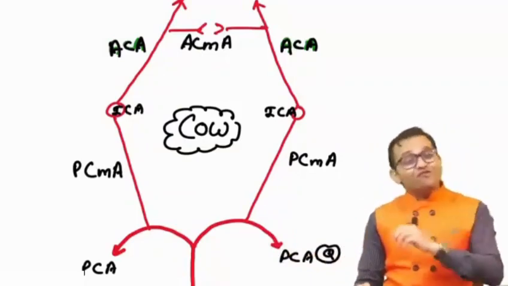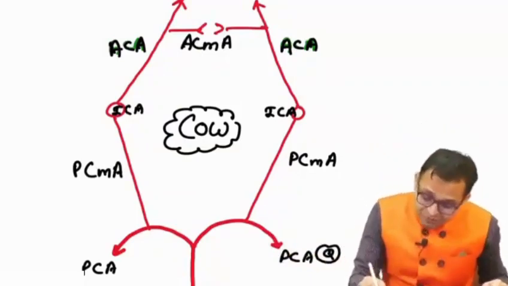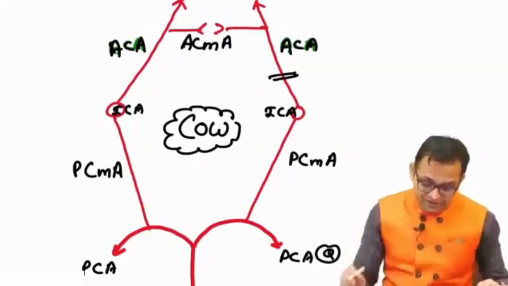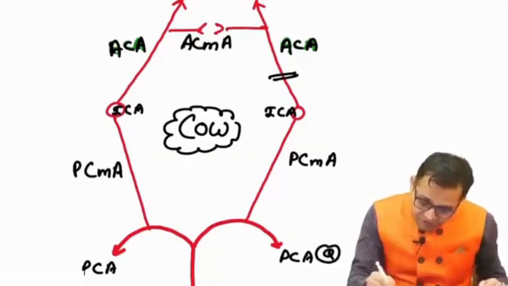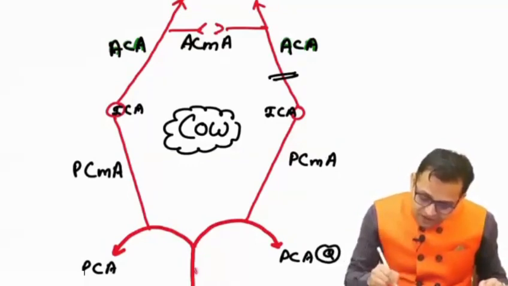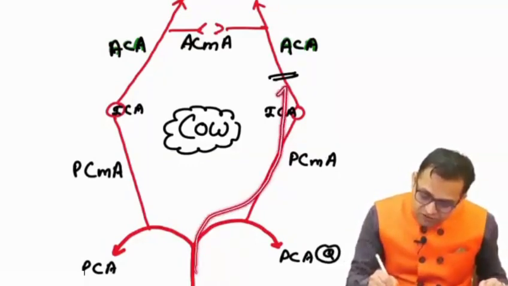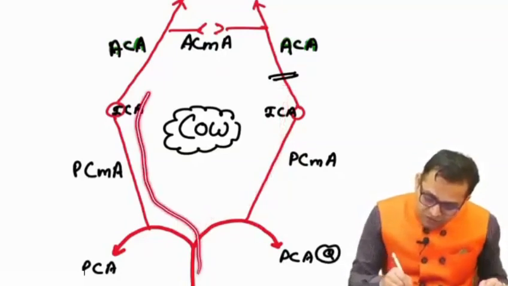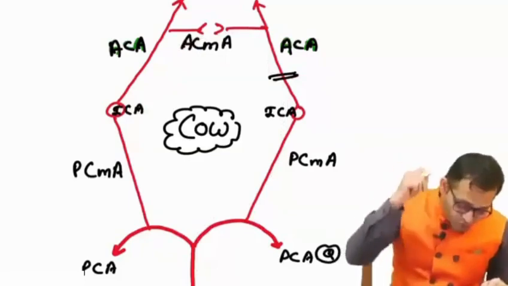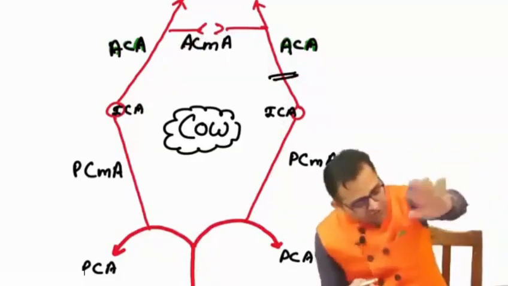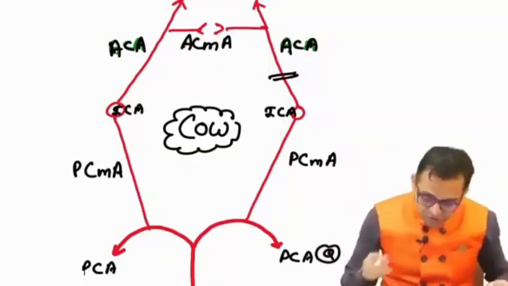What is the utility of this cow? Try to understand. Suppose there is a blockage, then what will happen? Sir, the artery is not going from here, but the blood supply will go from here to the opposite side. So this is important. Yes, please share your knowledge with each other.